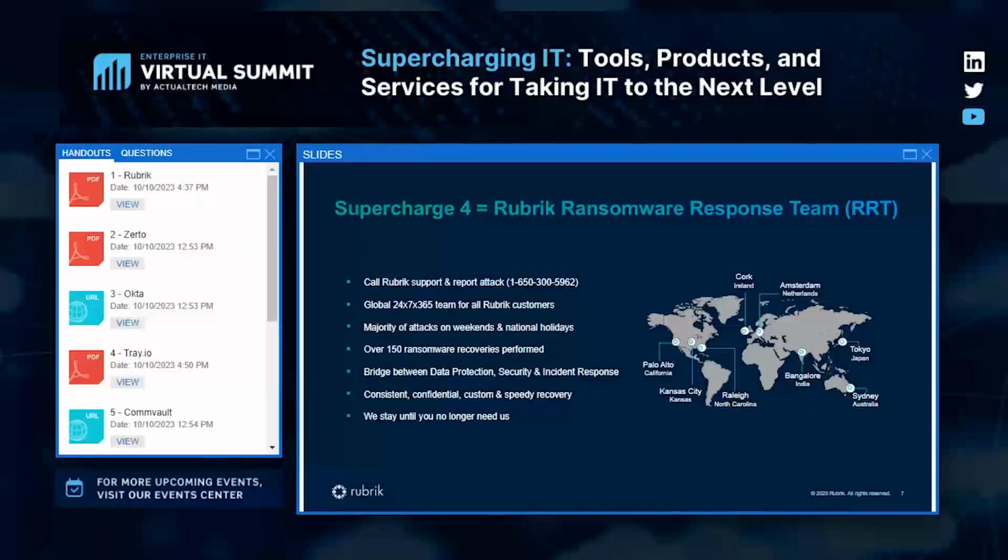But then the next problem is, okay, let's say I've got all of these tools. Well, now I need people to actually drive it in response to an attack. So supercharge number 4 is Rubrik just doesn't give you these tools and say, good luck. We actually then give you a team to help you drive it.